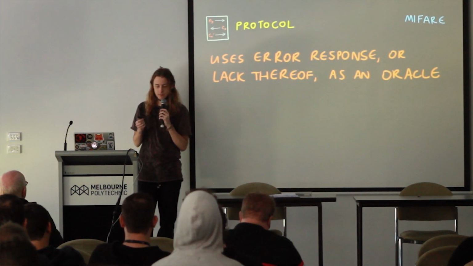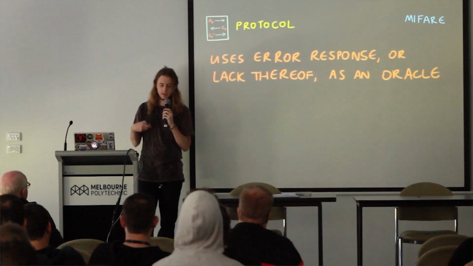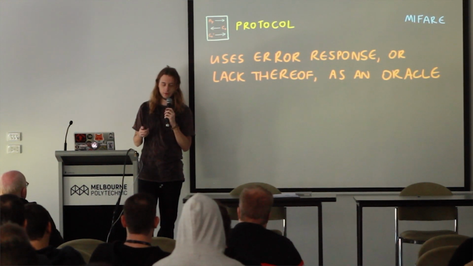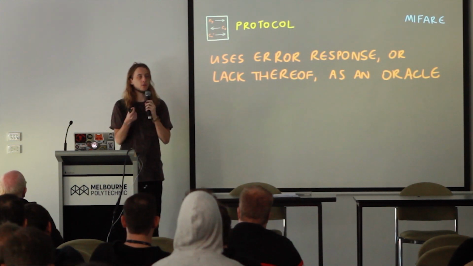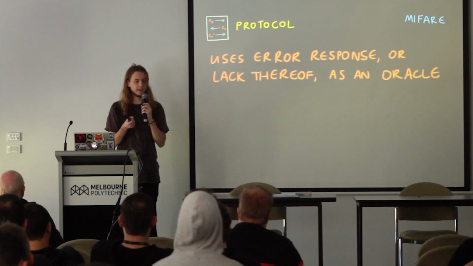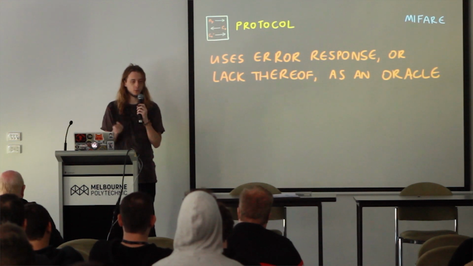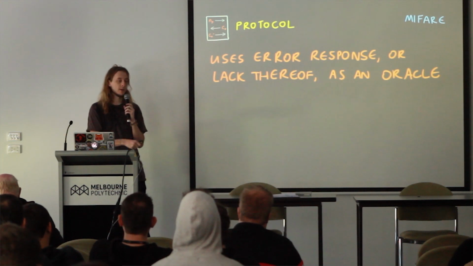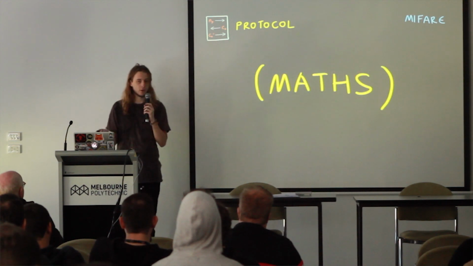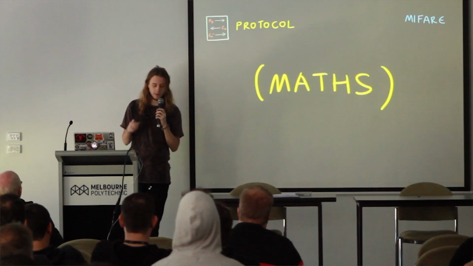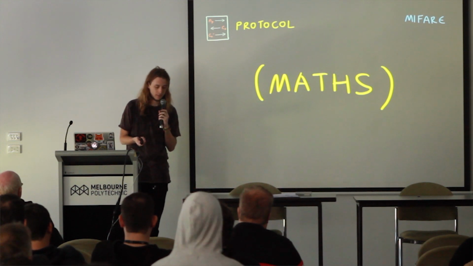And it uses the fact that the card will either respond with an error message or it will do nothing. Now, this can be used to generate what's called an oracle. An oracle in the cryptographic sense is basically like an information leak. It's leaking a little bit of information. So by whether the card responded with an error message or not, that'll help us slowly, with maths, figure out what the key is that's being used to protect that card.